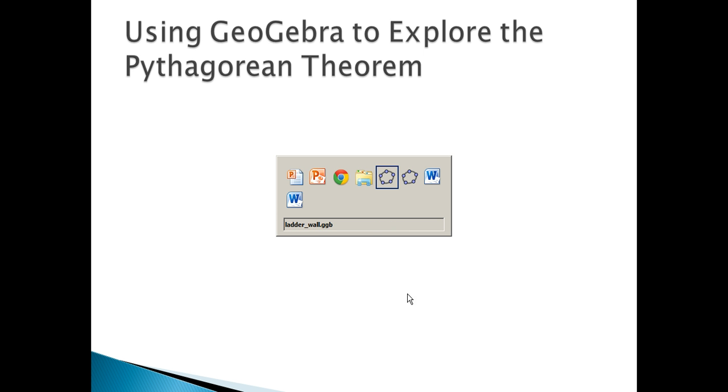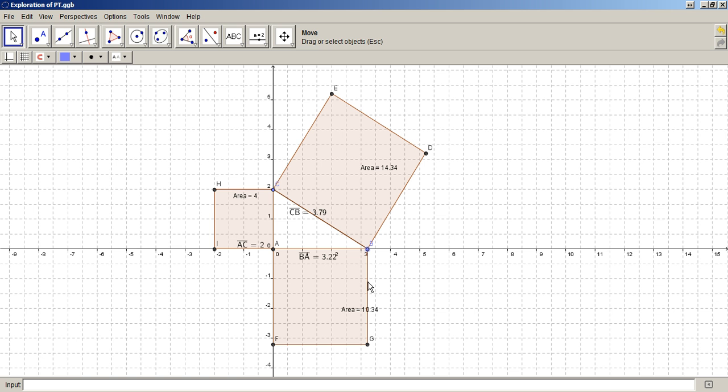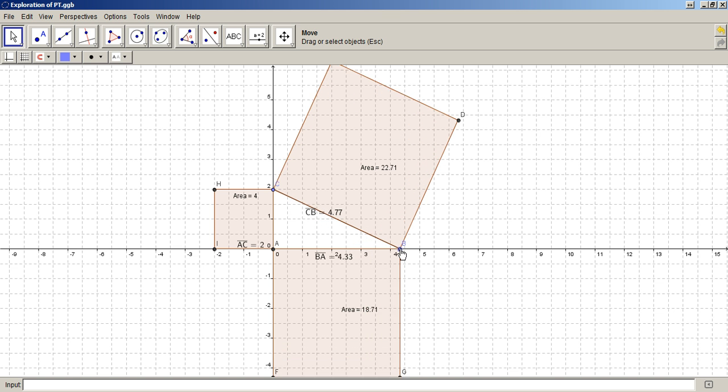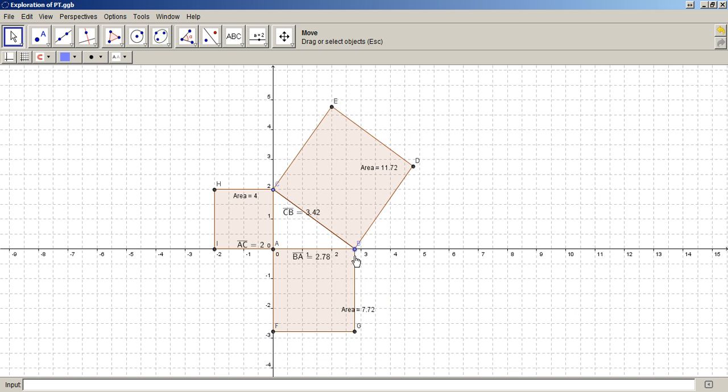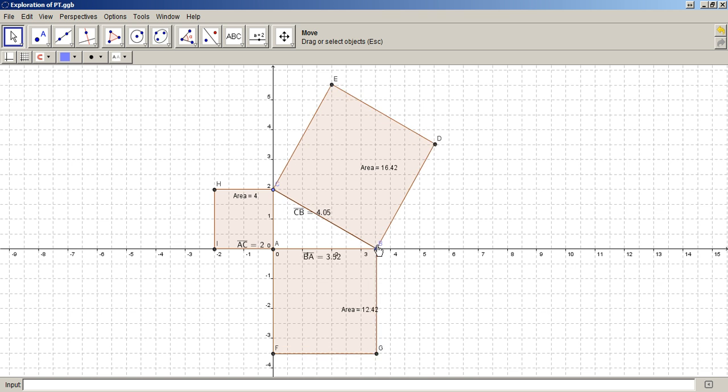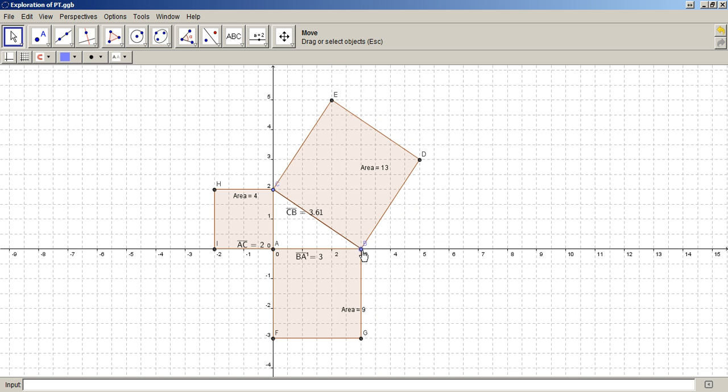So here is an applet that we created to visually represent the Pythagorean theorem. The students can change the length of the legs of the right triangle to derive the formula of the Pythagorean theorem. Some guided questions that can be used to help students come up with the formula are: how are these sides related to the area of the squares?